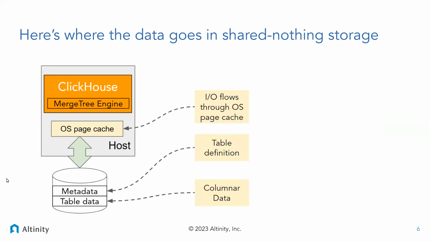So when we're using the traditional shared nothing storage, here's where the data goes. So you have ClickHouse, it's running as a process. It's got the merge tree engine. The data is on a disk somewhere, can be multiple disks nowadays. And you're going to have a combination of metadata, which is things that tell you how to find the data, like your database structure, your table structure, and so on and so forth. And then you're going to have the actual table data itself. You're going to have the Linux page cache, which is a very important cache that is used to speed up operations on block devices. So that's your basic structure.